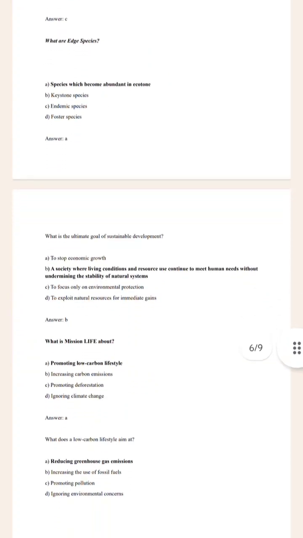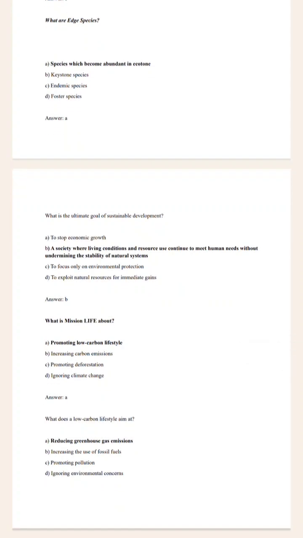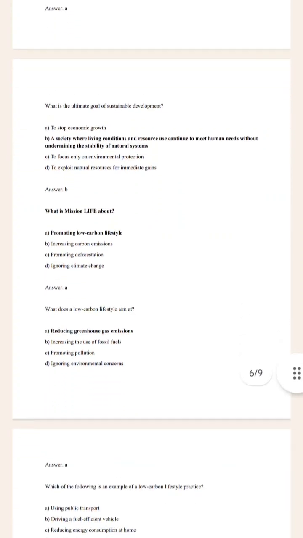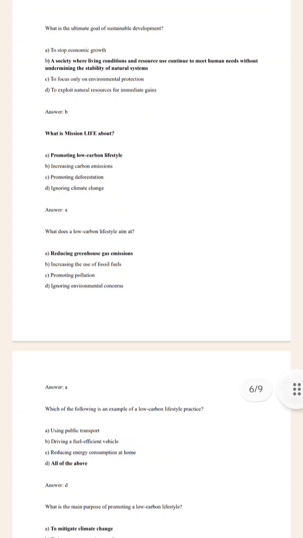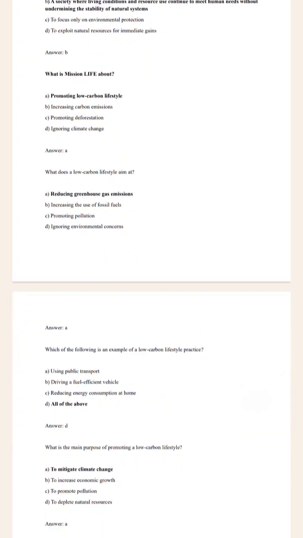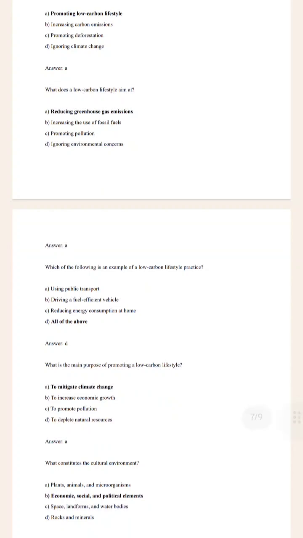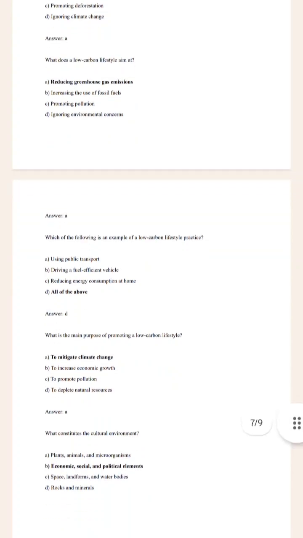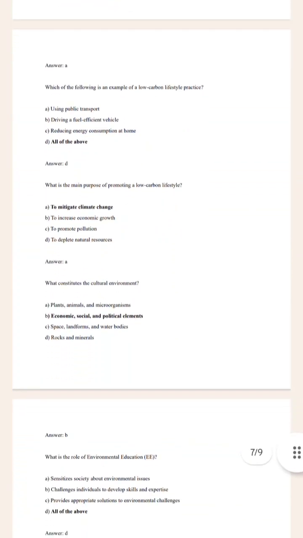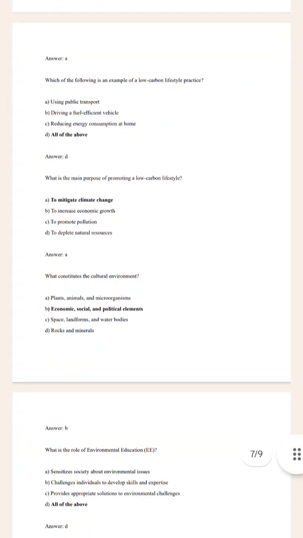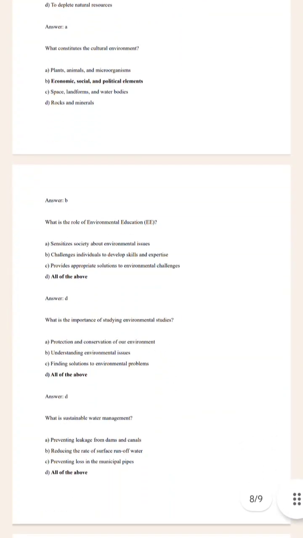What is the ultimate goal of sustainable development? A society where living conditions and resource use continue to meet human needs without undermining the stability of natural systems. What is Mission LiFE about? Promoting low carbon lifestyle. What does low carbon lifestyle aim at? Reducing greenhouse emissions. Which of the following is an example of a low carbon lifestyle practice? All of the above. What is the main purpose of promoting a low carbon lifestyle? To mitigate climate change. What constitutes the cultural environment? Economic, social, and political elements.